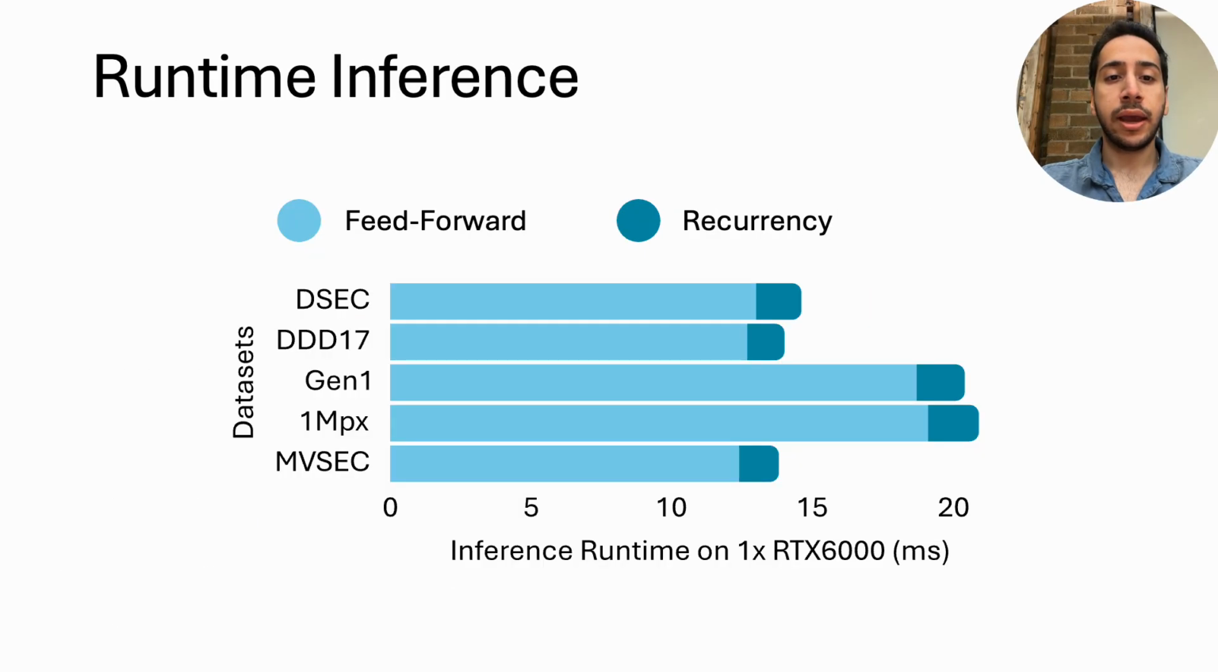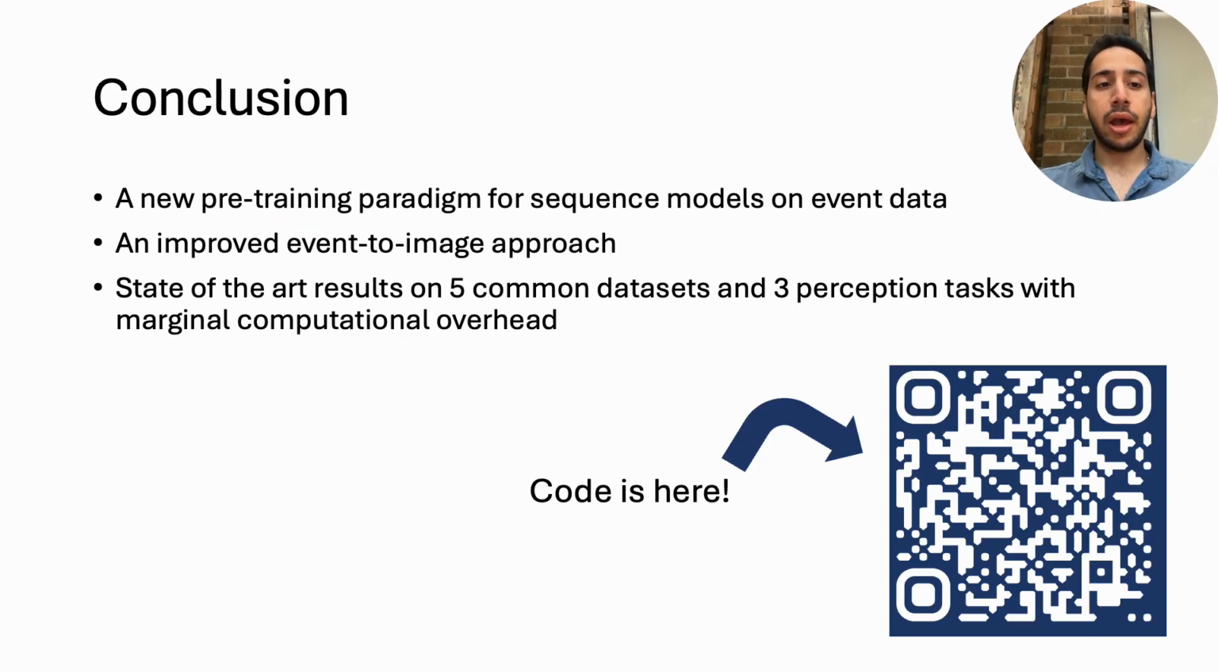We also show that by adding recurrency to our architecture, the runtime only marginally increases, and still we can use these models in practice. To wrap up, we introduce a new pre-training paradigm for sequence models on event data. We also propose a new event-to-image approach, which gives us less motion blur and is more robust against noise. And also we outperform every existing method on 5 common datasets and 3 perception tasks. We also made the code publicly available with all the checkpoints.